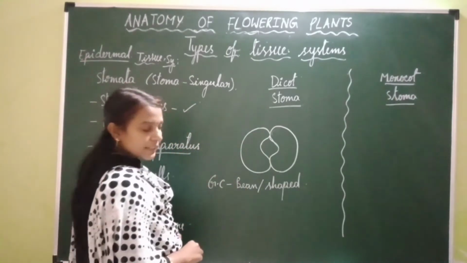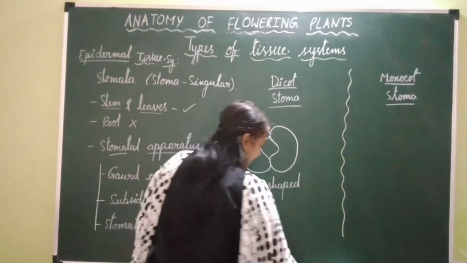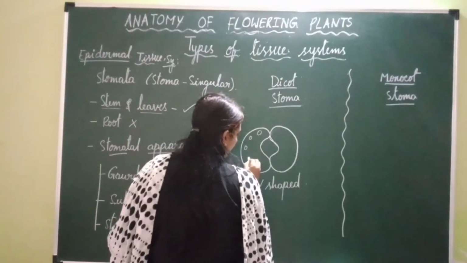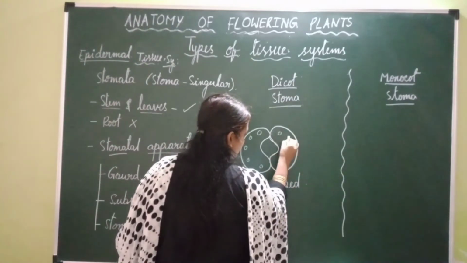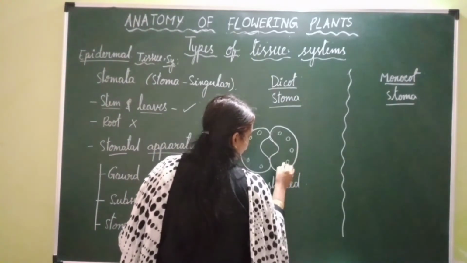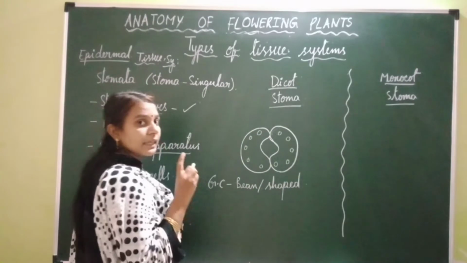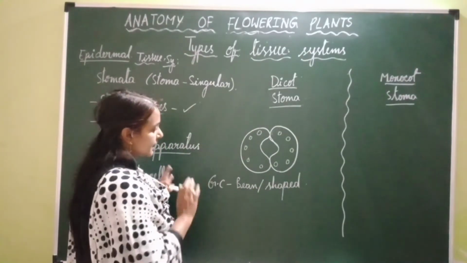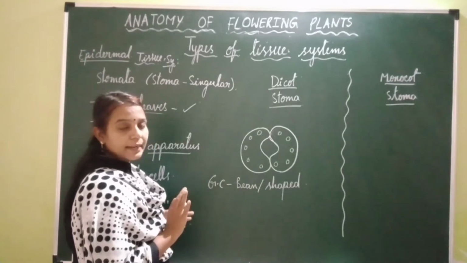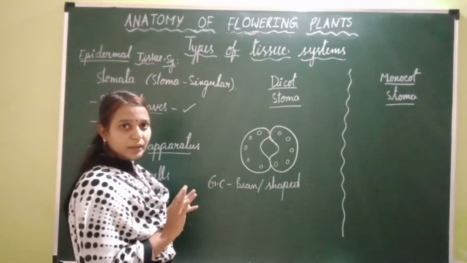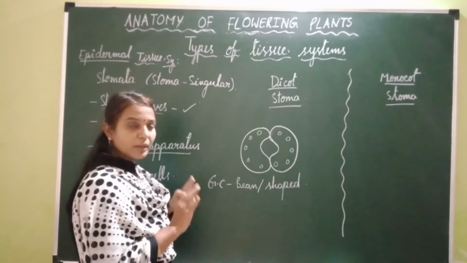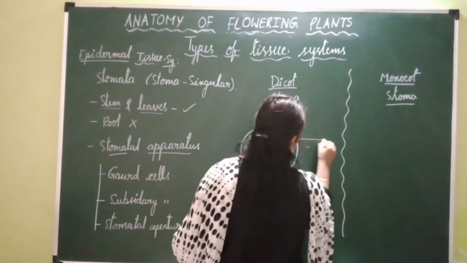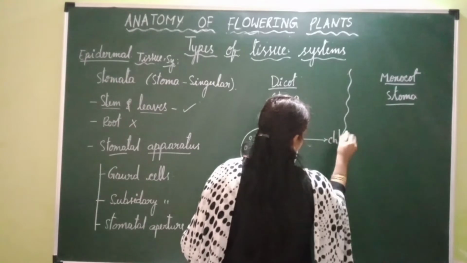Okay. Now these guard cells are green in color because they consist of chloroplasts in them. Whereas all other epidermal cells and even subsidiary cells of the stoma lack chloroplasts, and in these guard cells chloroplasts are present, and hence guard cells are also involved in performing photosynthesis, right?